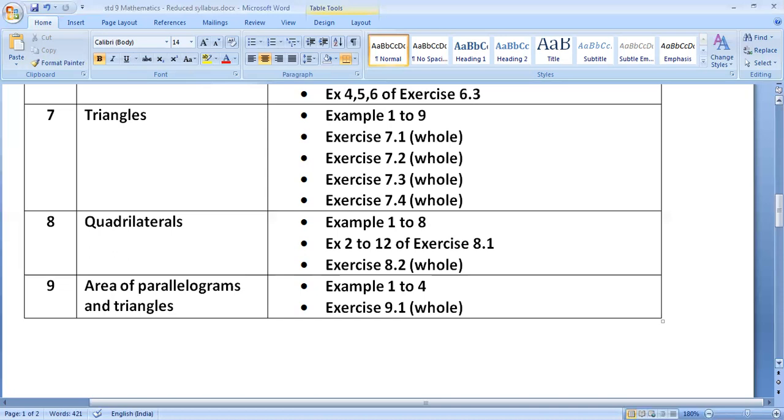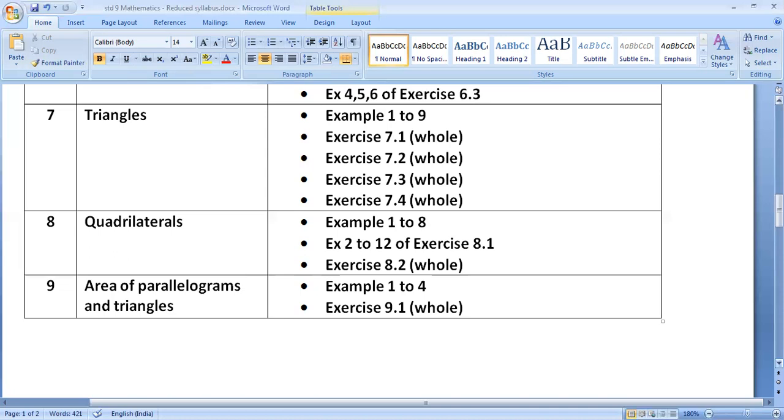On page number 139 itself, theorem 8.2, the statement is important. You have to prepare it. On page 140, theorem 8.3, the statement you have to prepare. 8.4, 8.5, the statements you have to prepare. On page 141, theorems 8.6, 8.7, the statements you have to prepare. On page 141, example 1 is excluded. On page 142, example 2 and example 3 are excluded.